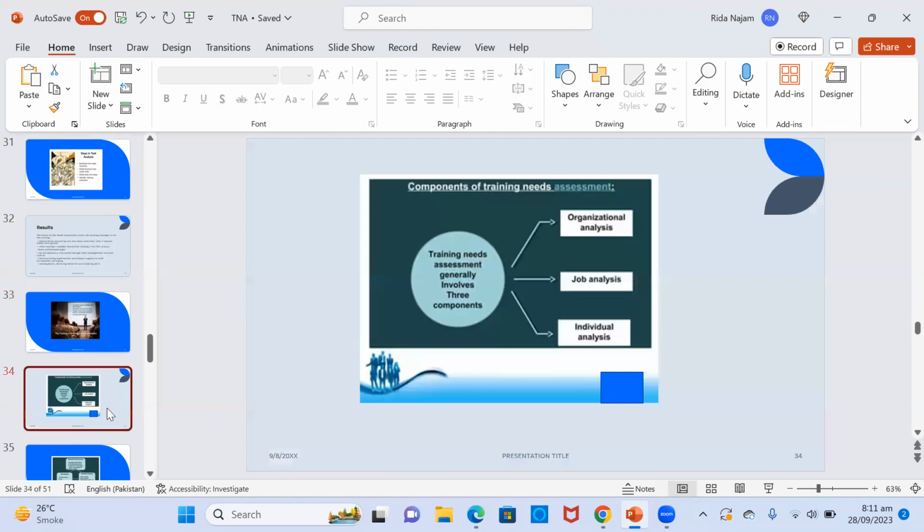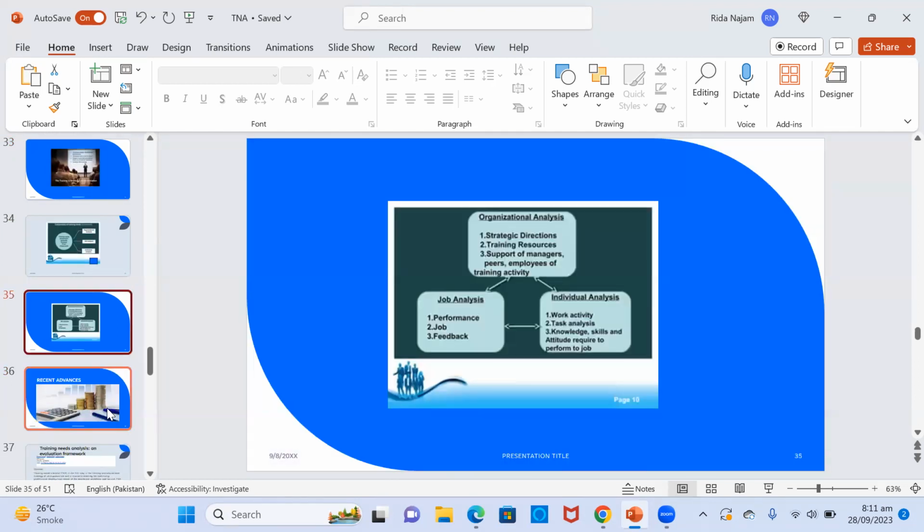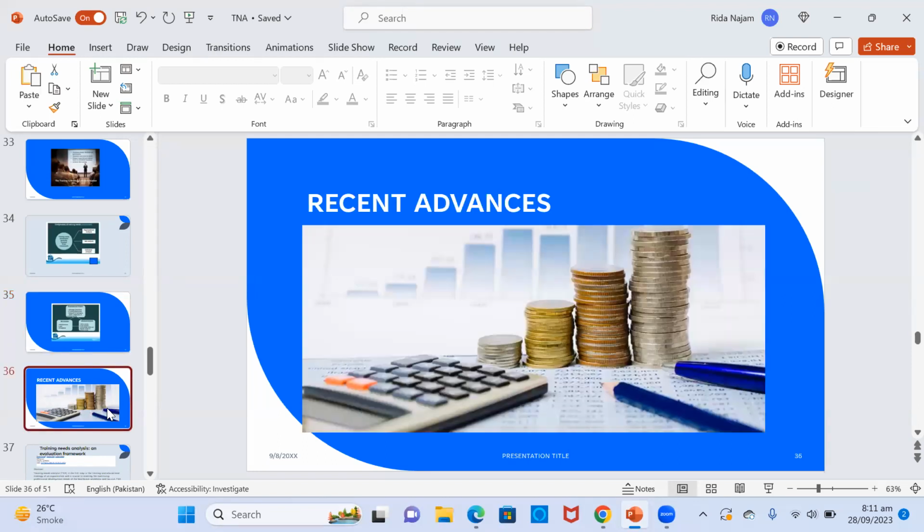Components of training needs assessment basically include, to summarize again, three chunks. These include the organizational analysis, job analysis, as well as individual analysis. Coming to organizational analysis, this includes strategic directions, training resources, support of managers, peers, and employees of training activity. Then job analysis, which includes performance, job feedback, individual analysis, which includes work activity, task analysis, knowledge, skills, and attitude required to perform the job. And then you can see these are interrelated with one another.